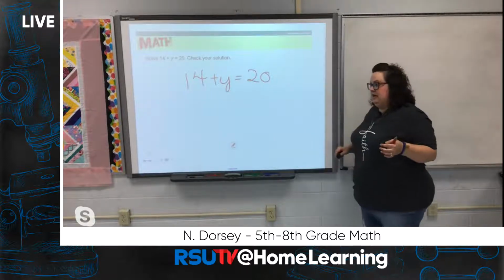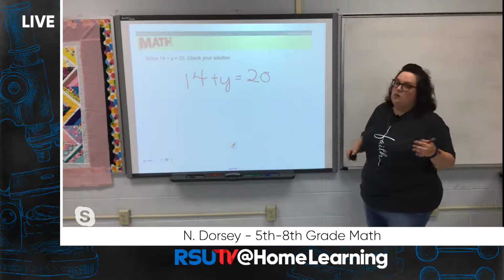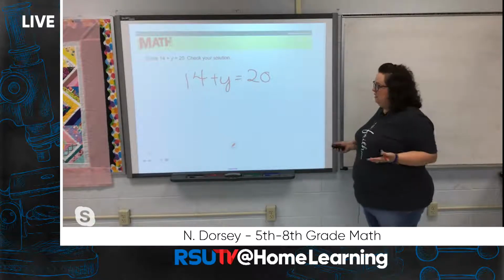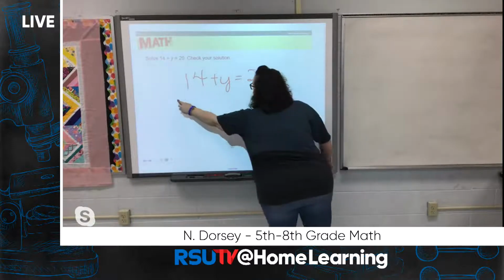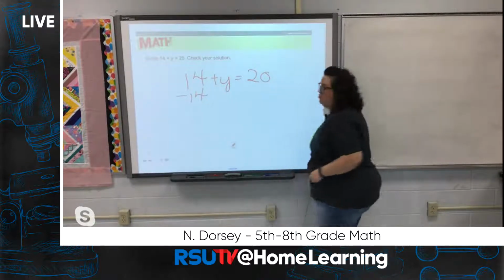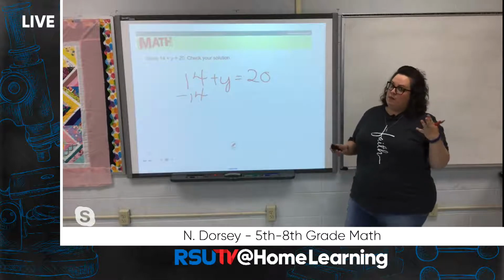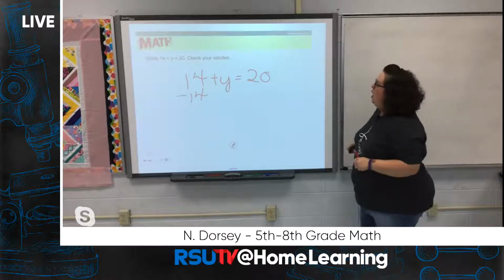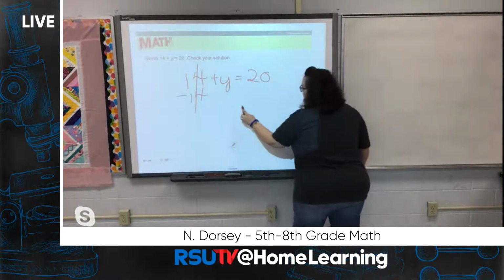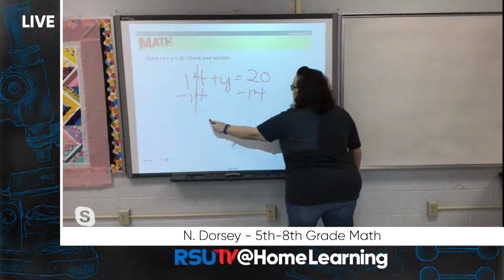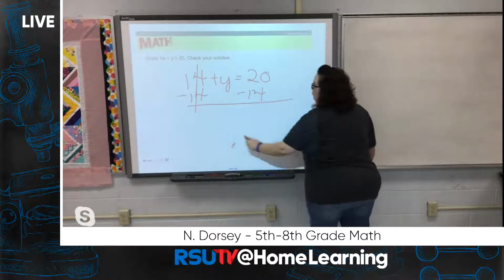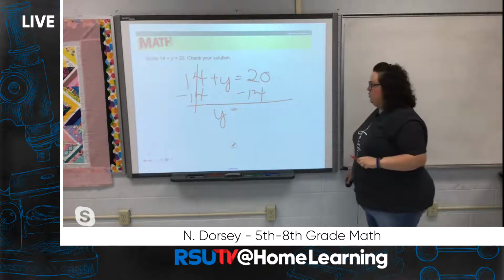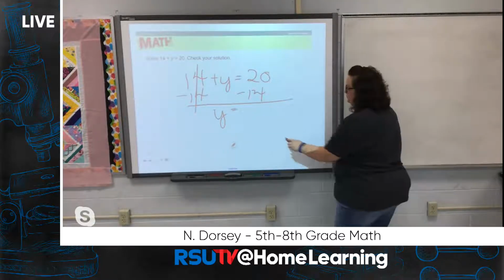Okay, what's going to stay? The Y. What's going to move? The 14. So it becomes negative 14 because remember, we always do the opposite. They're rebellious, just like I was as a teenager. Joking, not really. So we subtract that on both sides. And then we have Y equals, and what is 20 minus 14? 6.